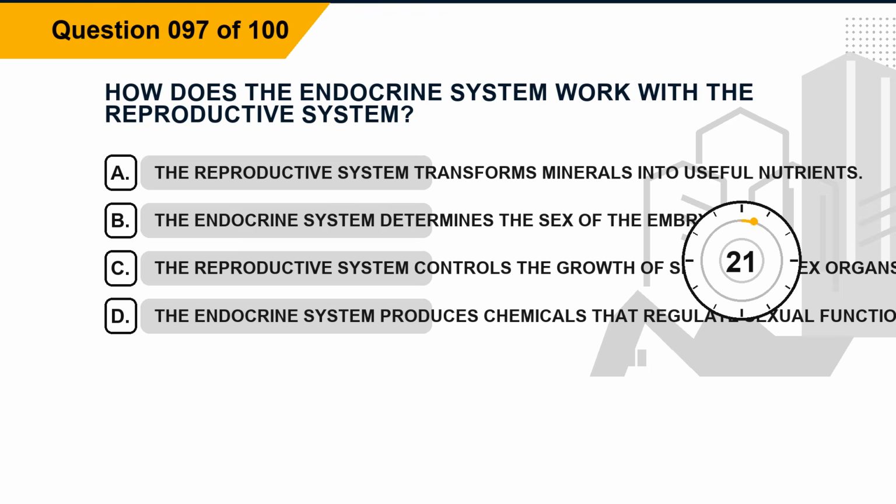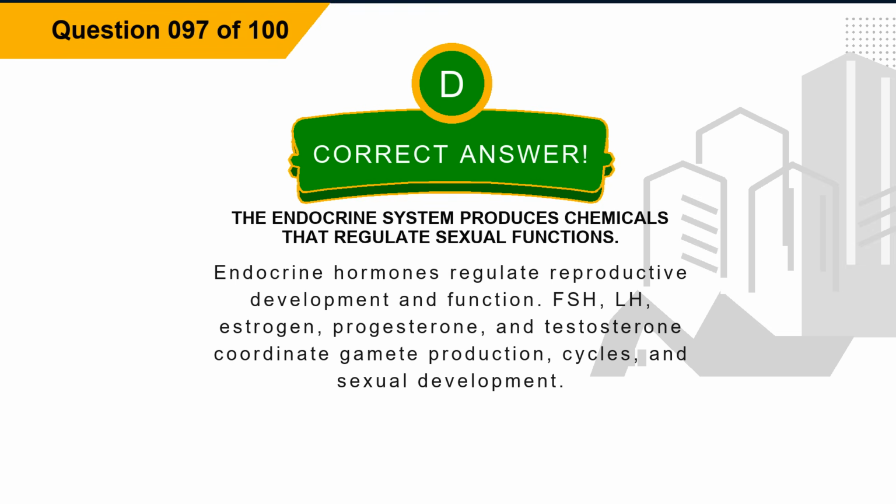Question 97. How does the endocrine system work with the reproductive system? Option A, the reproductive system transforms minerals into useful nutrients. Option B, the endocrine system determines the sex of the embryo. Option C, the reproductive system controls the growth of secondary sex organs. Option D, the endocrine system produces chemicals that regulate sexual functions. The correct answer is option D, the endocrine system produces chemicals that regulate sexual functions. Explanation: endocrine hormones regulate reproductive development and function. FSH, LH, estrogen, progesterone, and testosterone coordinate gamete production, cycles, and sexual development.